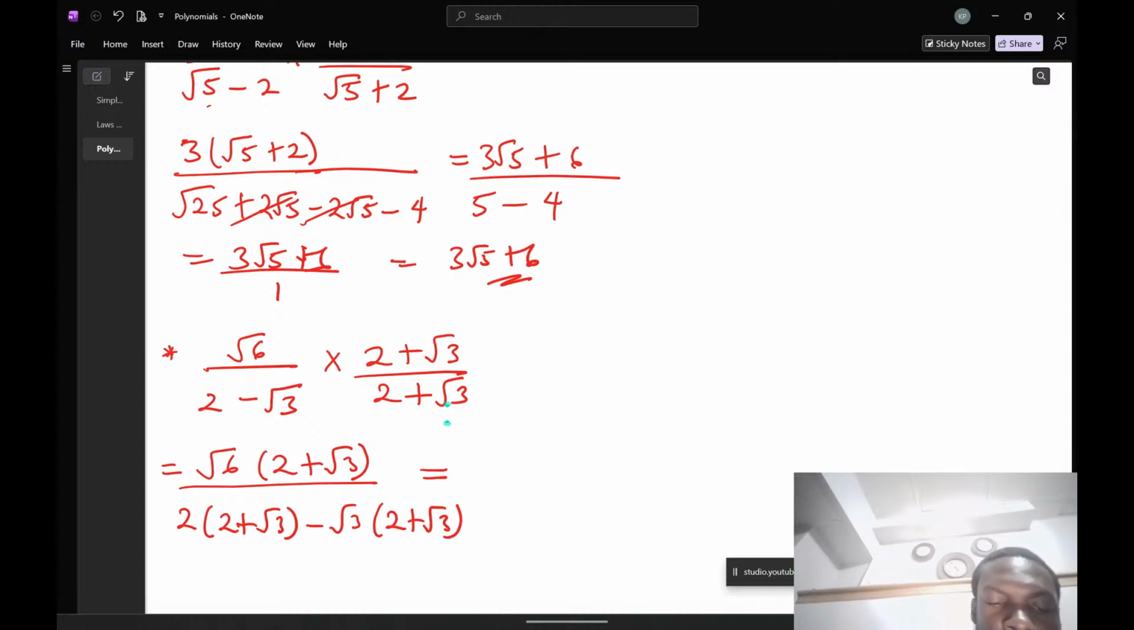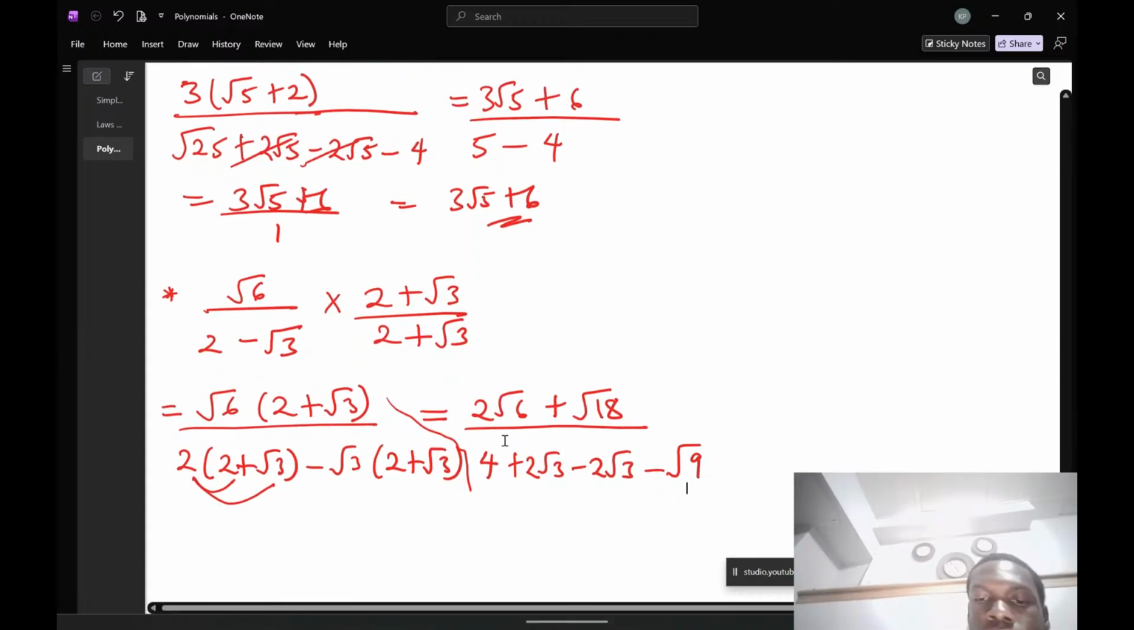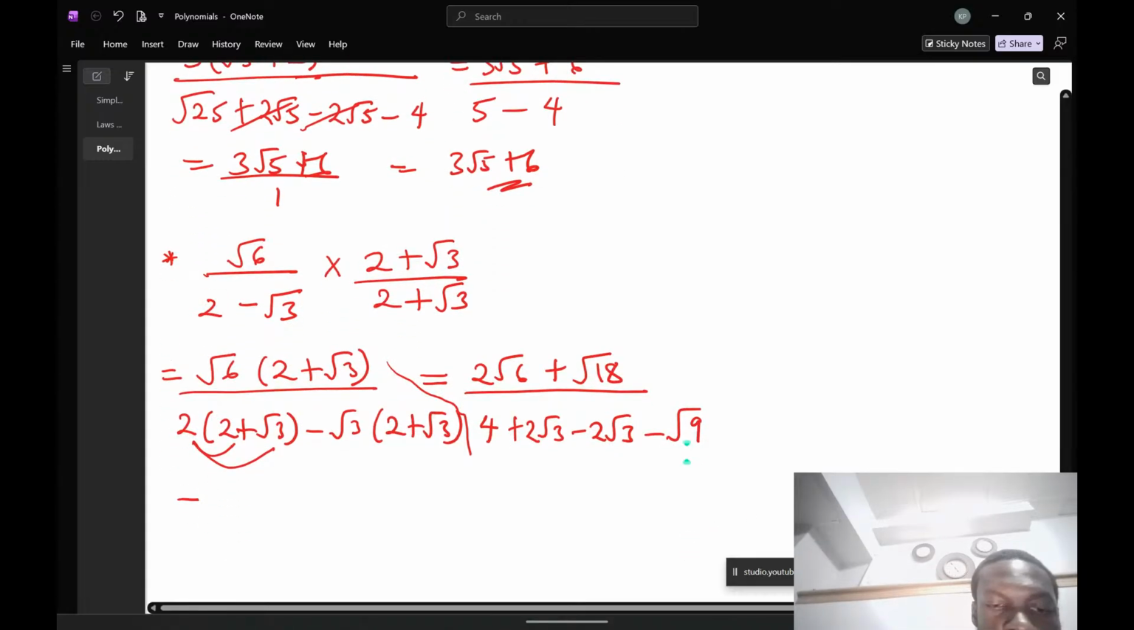Okay, so now let's open this bracket. So root 6 times 2 will be equals to 2 root 6 plus root 6 times root 3 will be root 18. Okay, 2 times 2 is 4. 2 times root 3 is plus 2 root 3. Okay, minus root 3 times 2 is minus 2 root 3. Minus root 3 times plus root 3 is minus root 9. Okay, so in this case we have 2 root 6 plus root 18.